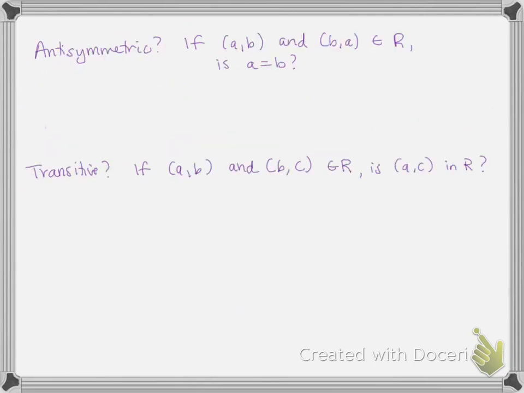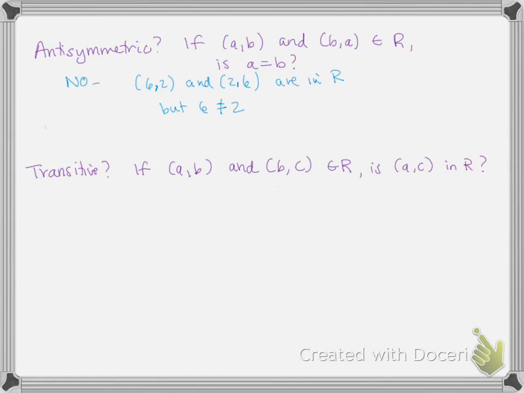For antisymmetric, you need to find two pairs that are in the relation, but yet their a and b are not equal. So let me give you an example. So this is no. For example, (6, 2) and (2, 6) are in the relation, but 6 is not equal to 2.